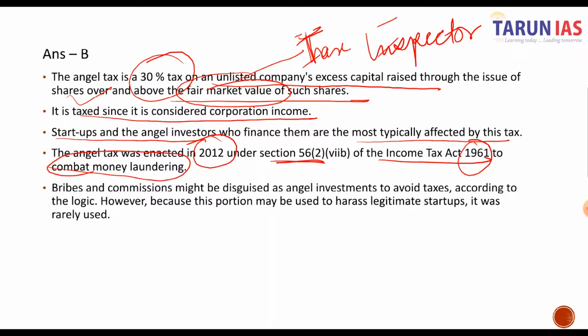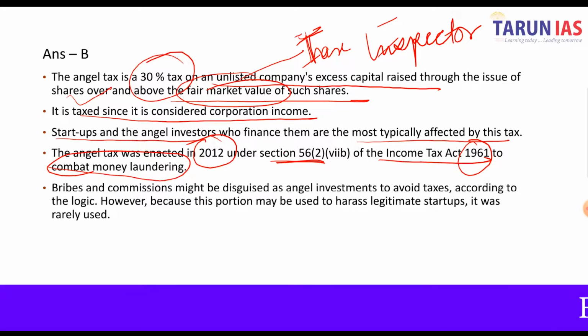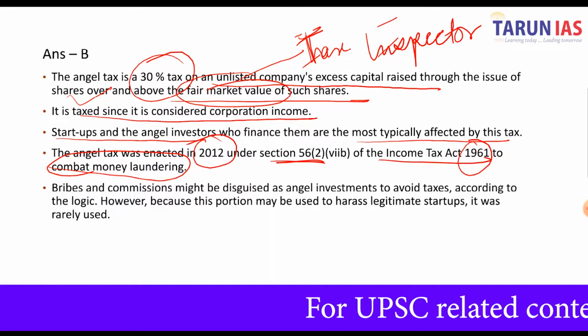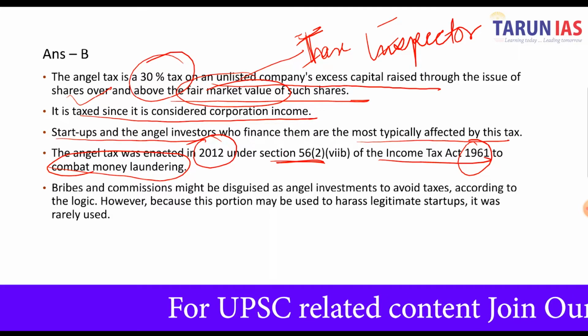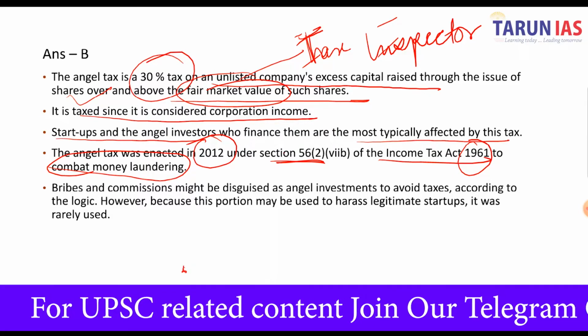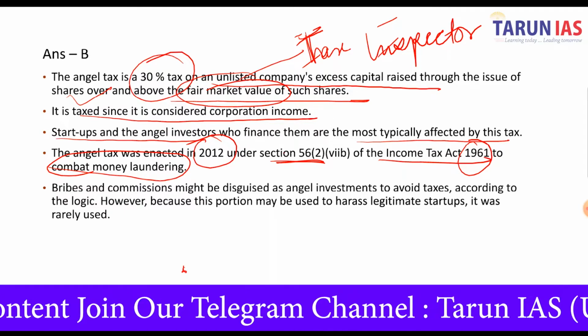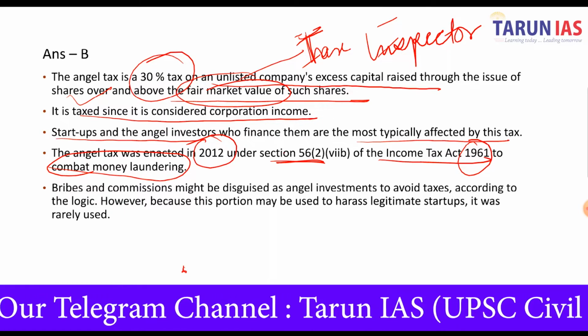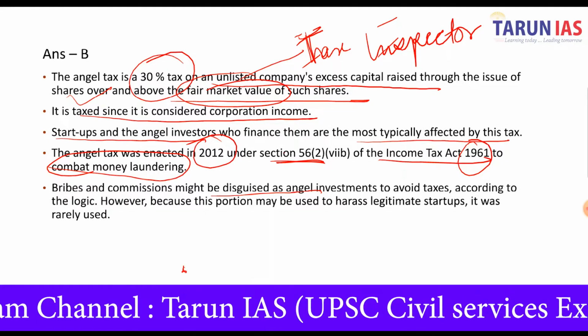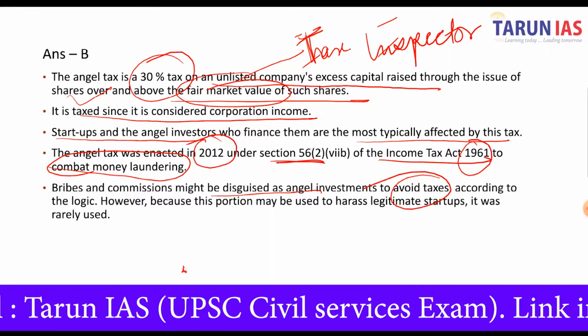Now basically what was happening, the angel funds or angel investments were being brought into the country, and they were being invested into ideas which no longer proliferated or grew, in order to make illegitimately earned money appear as legitimate money, right? So bribes and commissions might be disguised as an angel investment to avoid taxes, etc.